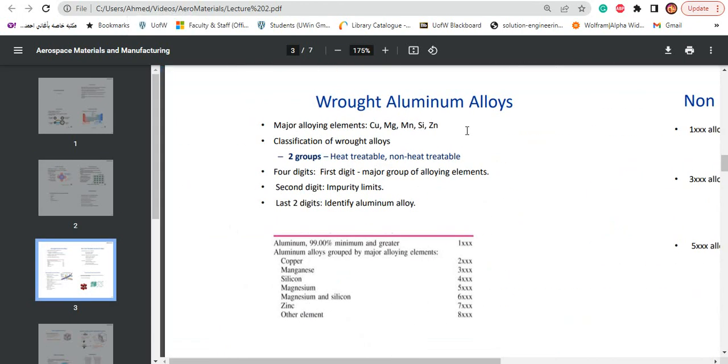طيب. Wrought aluminum alloys can be alloyed with copper, magnesium, manganese, silicon, and zinc. Classification of wrought alloys: 2 groups. One is heat treatable and the second is non-heat treatable. 4 digits. The first digit the major group alloying element, second digit the impurity limits, last 2 digits identifies the aluminum alloy.